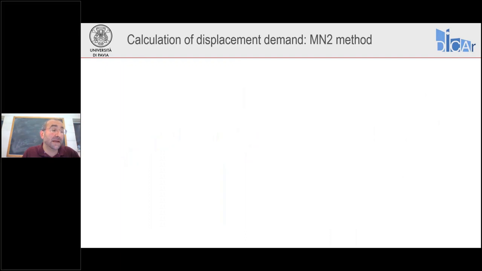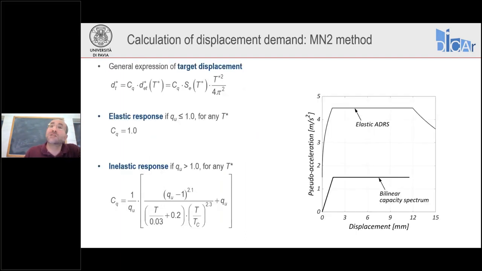We solved it by developing this modified N2 method. It works pretty much in the same way. The only difference is what to do when the response is inelastic, when the strength ratio is greater than 1. And in this case, we have an expression that can work for any T star. So there is no need to distinguish for short or long period system. When we calibrated the relationship, we chose an equation that could work for both of them.